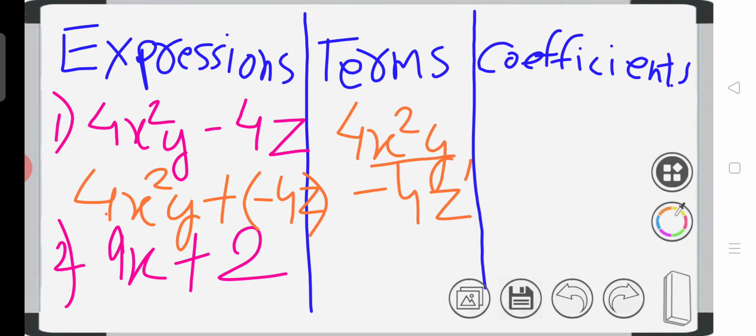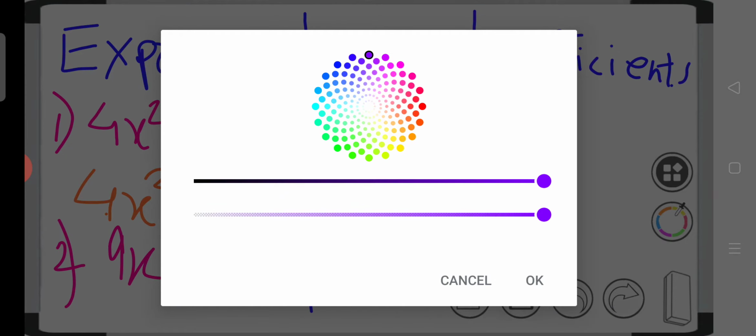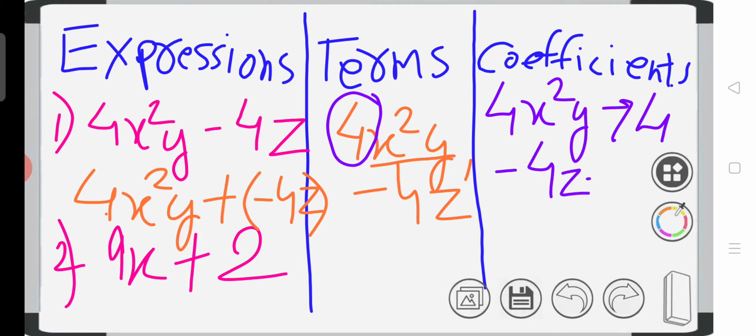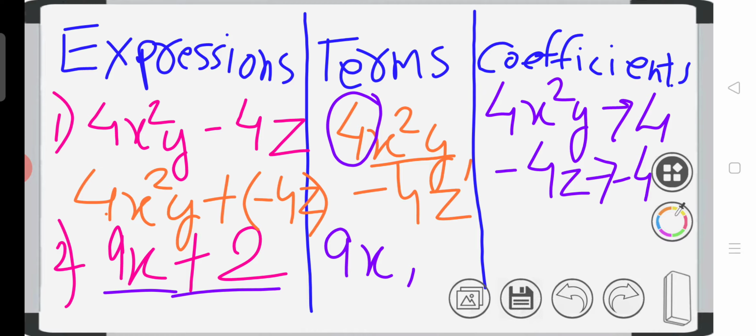Here the coefficients will be in x square y. You can see in 4x square y, the numeric part is 4. So the coefficient of 4x square y will be 4 and the coefficient of minus 4z will be minus 4. Similarly, in 9x plus 2, the terms will be 9x, comma 2. Now here the coefficient of 9x will be 9.